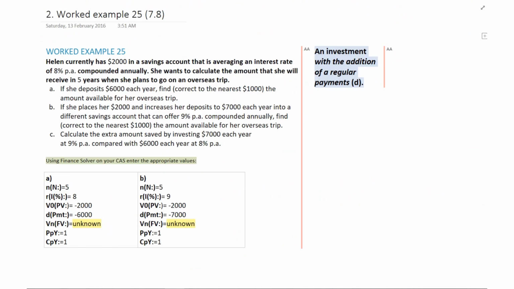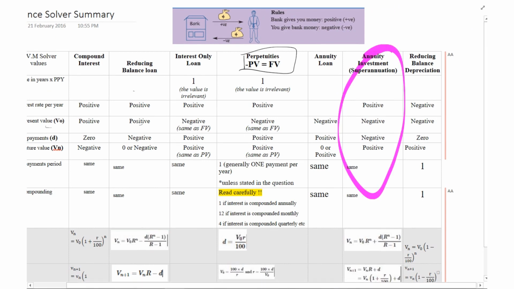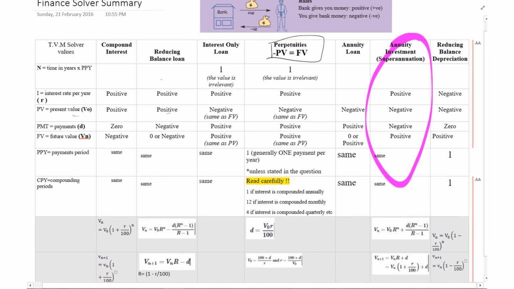Now before we do that, I want to go up to the Finance Solver summary sheet up here, and this is the one we're interested in at the moment. It's this annuity investment, so basically for superannuation. And the interest rate here is always going to be positive.